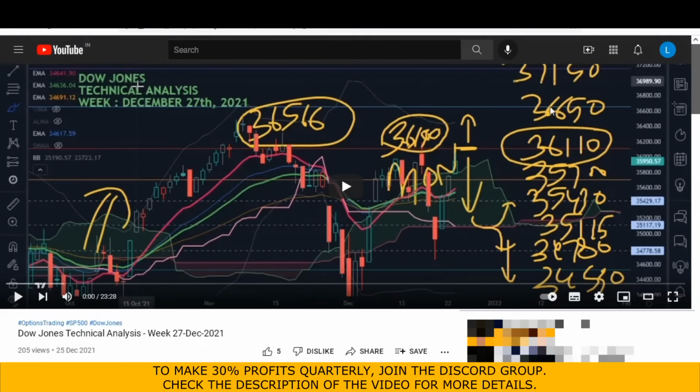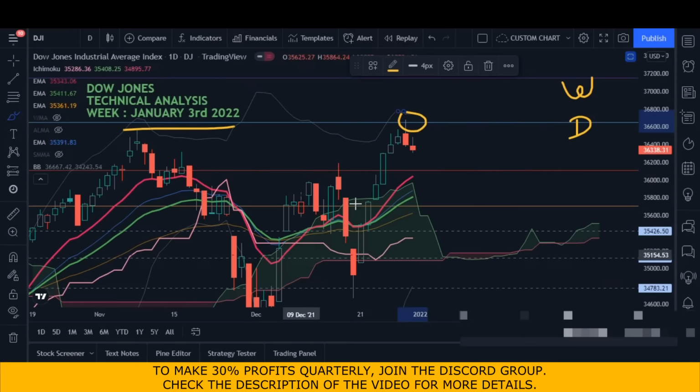And when it hits 36,650, then it will hold, because this is a very strong resistance. If you see here, it was 36,680, and this is where it all happened. It moved up, it hit 36,650, 680, and then it came down. So again, my supports and resistances are extremely sensitive. Whenever the market hits my supports and resistances, something happens in the market.